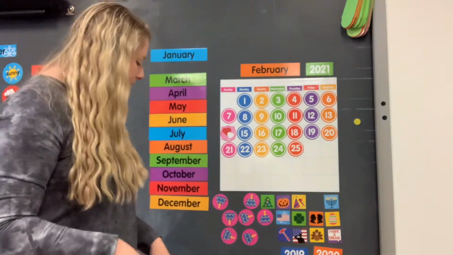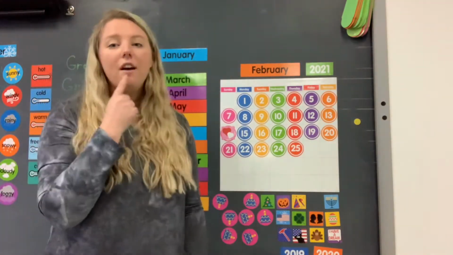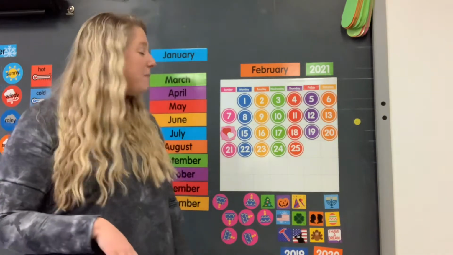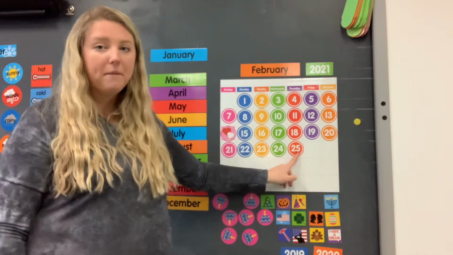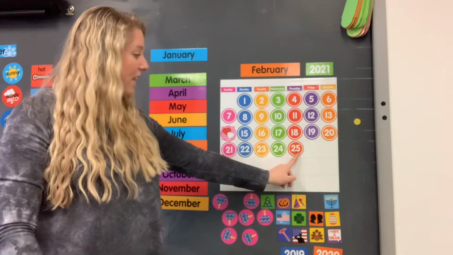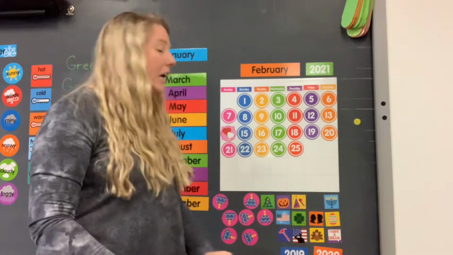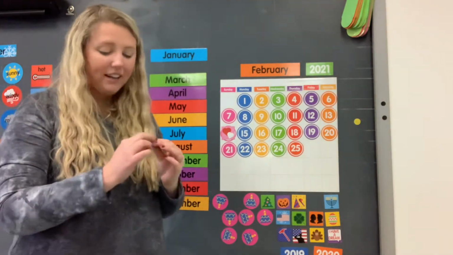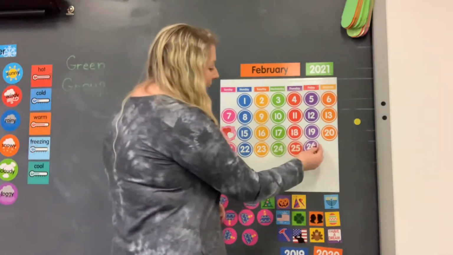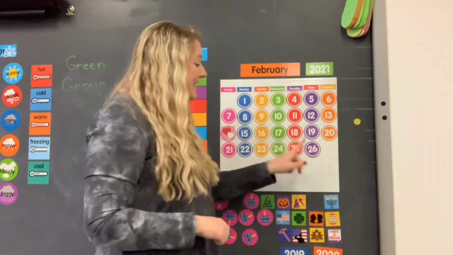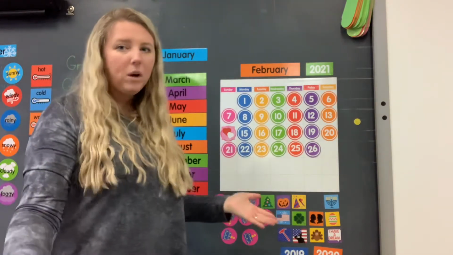You may be seated. What month are we in this month? This month starts with February. How many days have we had so far in February? 25 days. We've had 25 days so far in February. So what number comes next? What is this number? 26. I'm going to add that to our calendar, guys. Today is February 26.